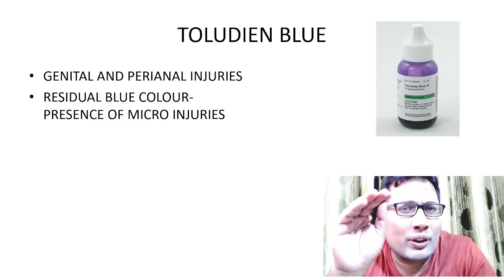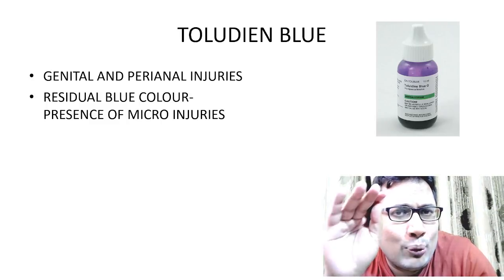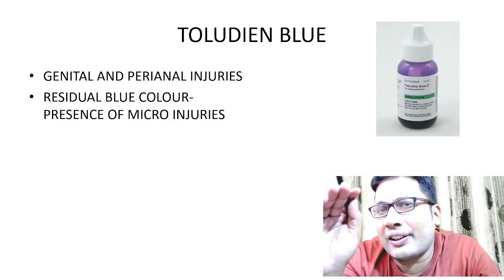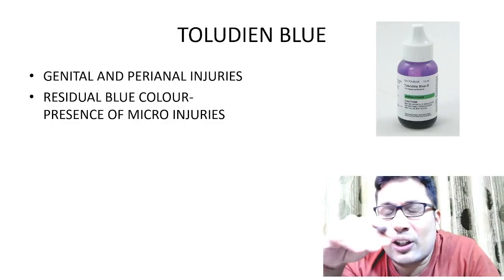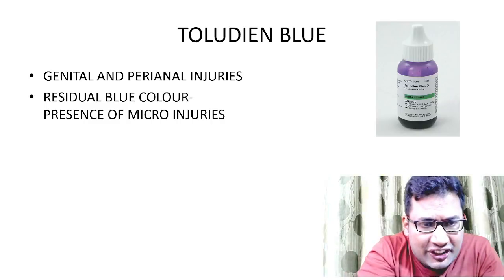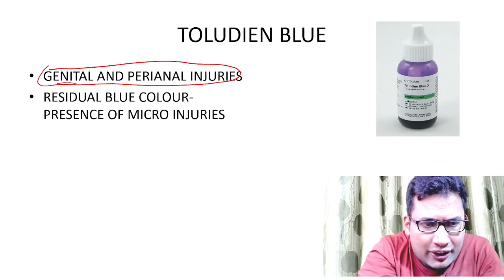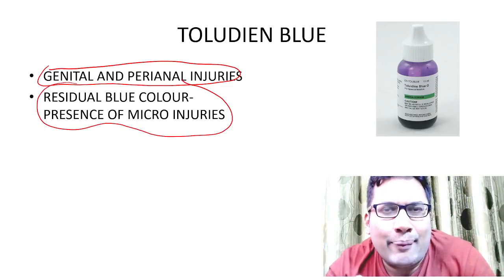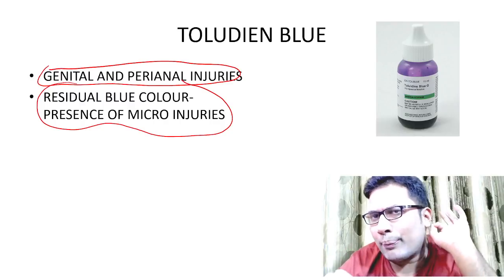And toluidine blue, it was asked 3 years back in the INI-CET exam. Toluidine blue is used to identify micro injuries present in the genital area and around the anal area. So it stains the genital and perianal injuries. It shows a residual blue color whenever micro injuries are present. Okay, this is about question number 4.